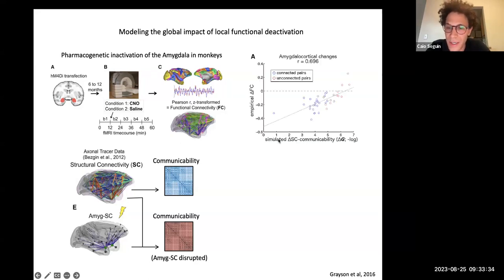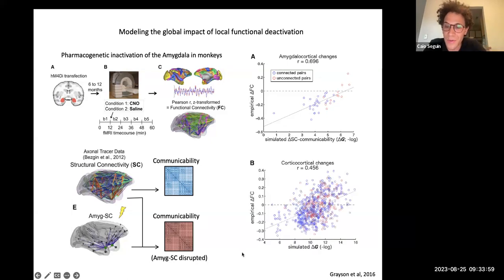And what they showed is that here you're plotting the disruption to communication, and here you're modeling the change in functional connectivity due to the intervention. And this is in the amygdala, right? So you can see that based on this communication dynamics simulated onto the structure, you can predict how the functional connectivity of the amygdala is going to change. But what is really cool is that not only can you predict the local effects of this intervention, but you can also predict the global effect.